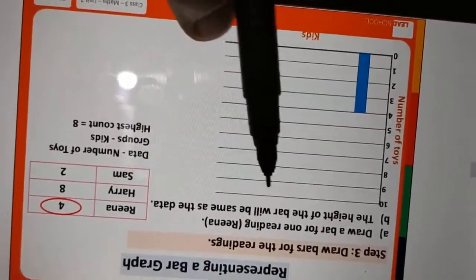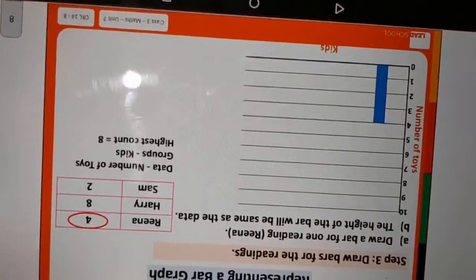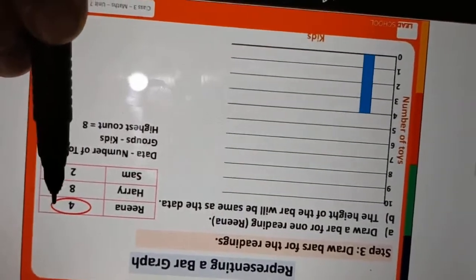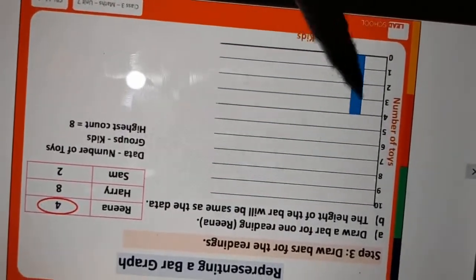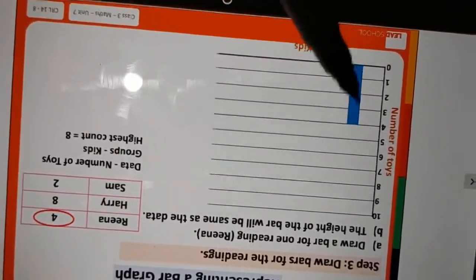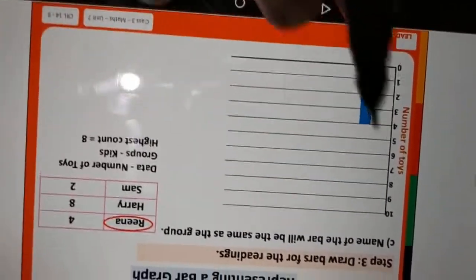Now the height of the bar will be the same as the data. Reena is 4, so we have to draw one bar that touches 4. Then we write Reena. Second one, Hari 8 and Sam 2. Like this we have to draw the bar graph. Now look at this bar graph everyone. Write it down in your rough book. I'll give you 1 minute. You have to complete your work.